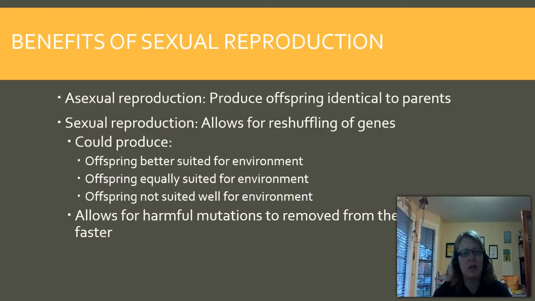And so it's really important to understand this, that this reshuffling of genes provides at least 2 out of 3 options that are going to help the species survive and go forward. Another aspect is that it allows harmful mutations to be removed from the population faster. This is because half the genes are being passed from one individual and half the genes are being passed from another. So if one person has a harmful mutation, that offspring can't inherit the full genome of that person. They will inherit half from their other parent, which will help minimize that mutation.